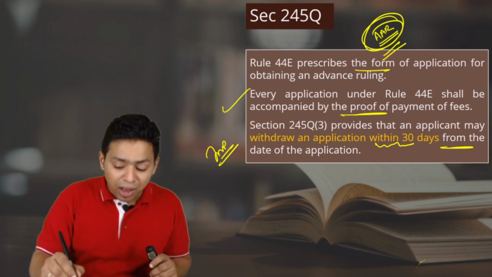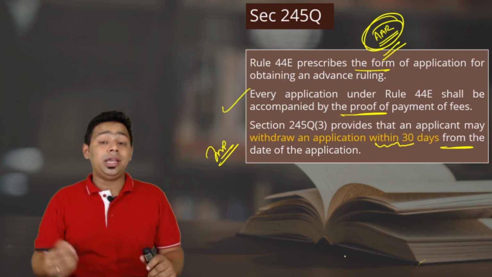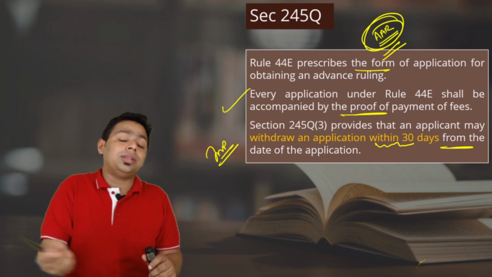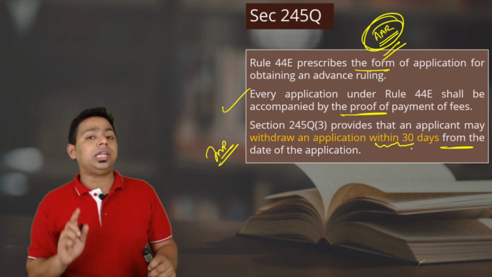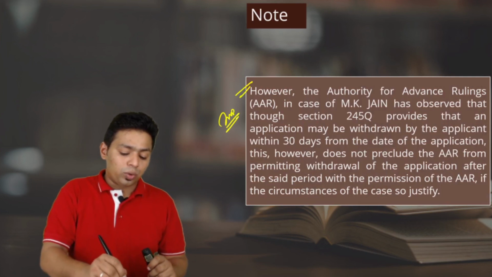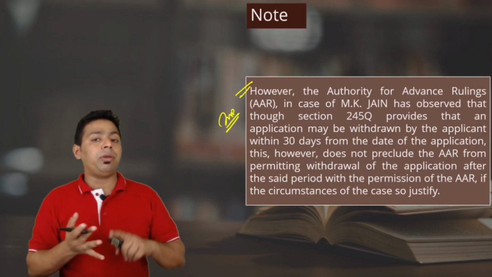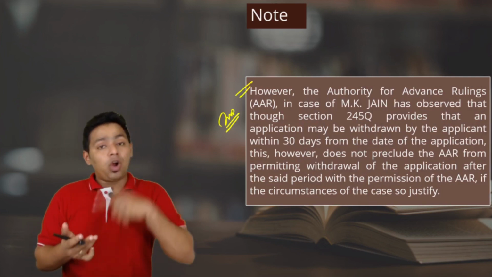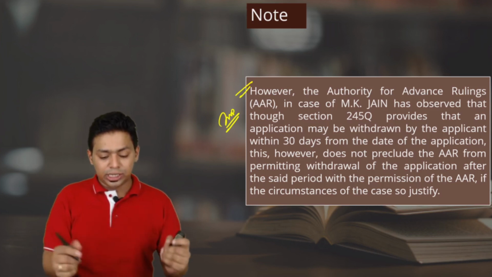So it is the power of the advance ruling authority to exclude that person even after 30 days. Please understand that. That is a very, very important note. So by law, yes, the application can be withdrawn within 30 days. It cannot be withdrawn after 30 days.